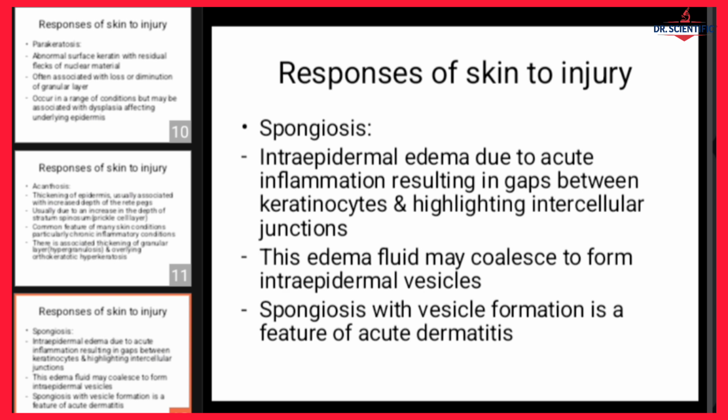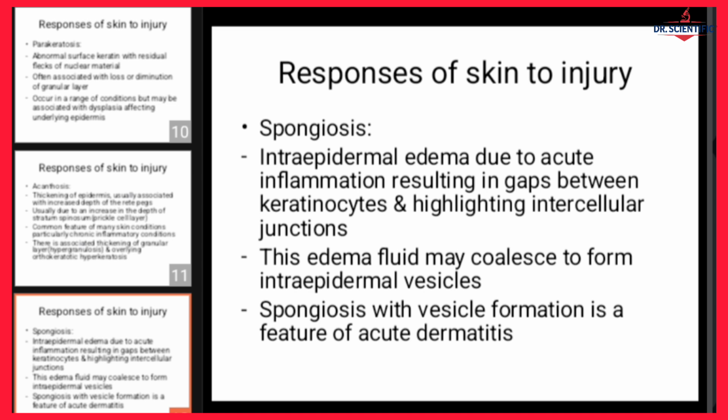So when you talk of something intraepidermal, that means it's inside the epidermis. Remember the epidermis with all those layers, either 5 layers or 4 layers. So this edema is inside the epidermis. That is intra. So it's intraepidermal edema due to acute inflammation. And of course, we talked about inflammation, so we know what acute inflammation is. There'll be cells like neutrophils and so on. And this results in gaps between keratinocytes.